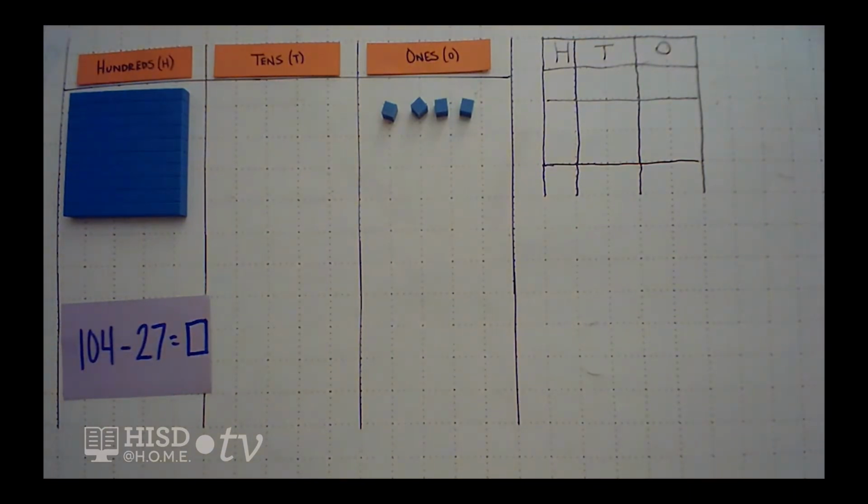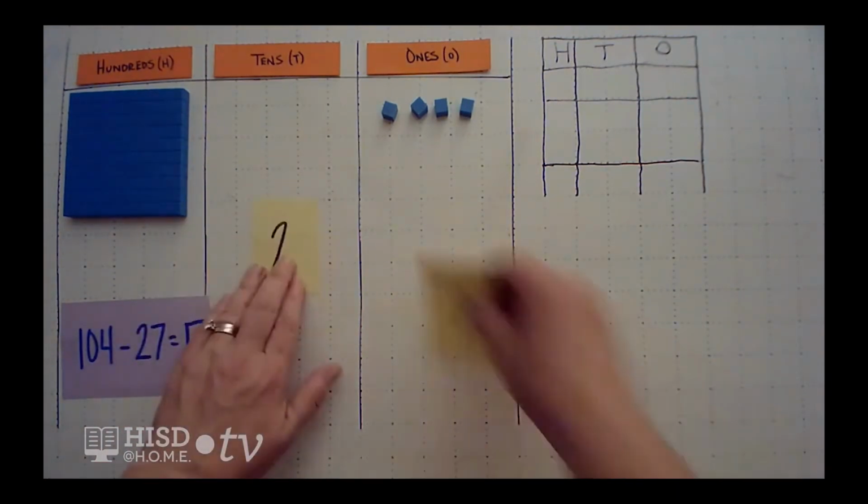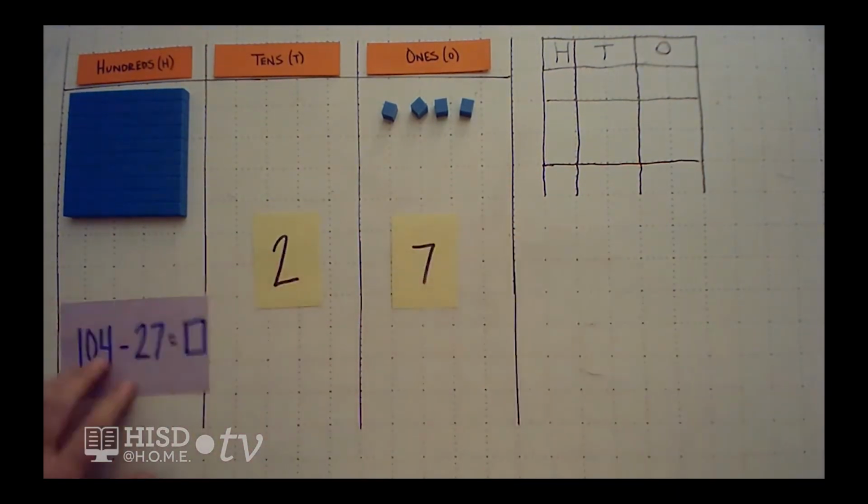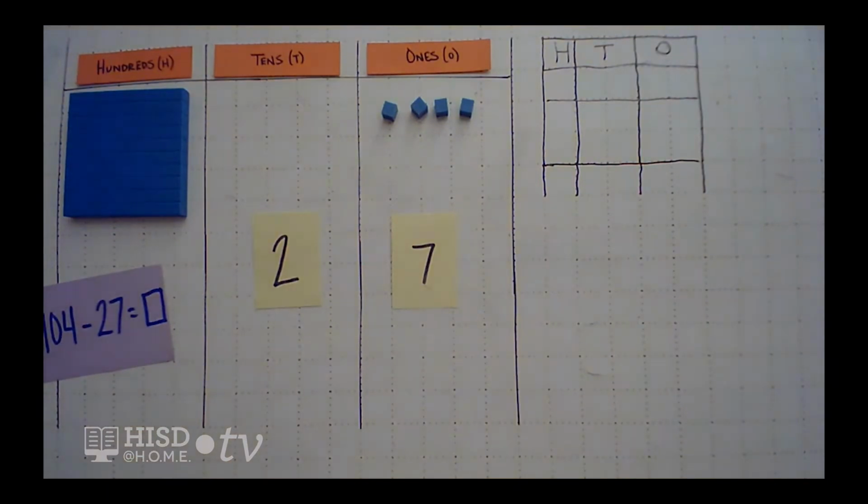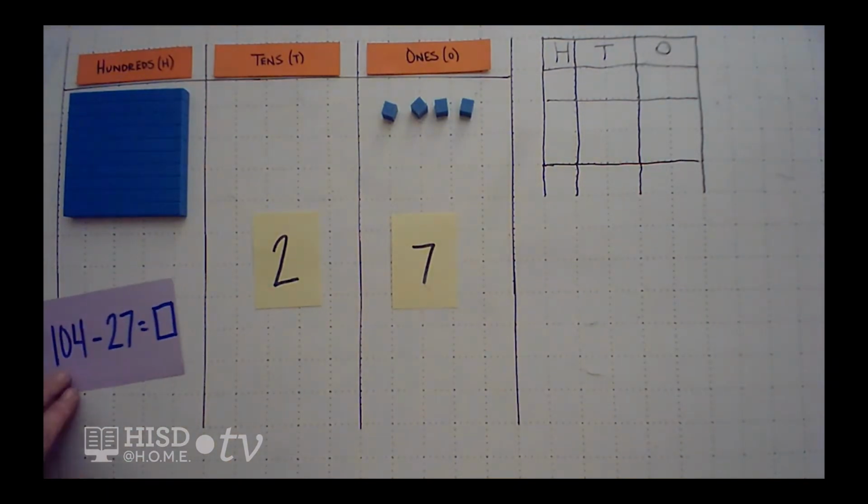And this is where our digit cards come into play, because remember, we don't want to build the 27 and take it away, because we would actually start with a quantity larger than 104. So we know in the number 27 that we have 2 tens and 7 ones, and we're going to place these here. So now let's start talking through this process of removing a quantity of 27, or we're taking 27 from the 104.